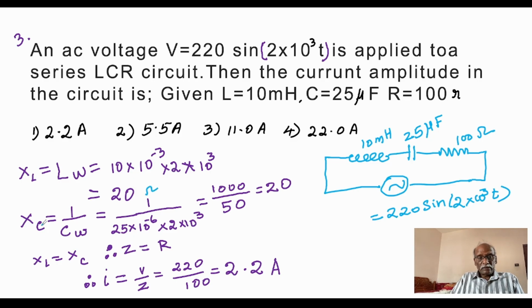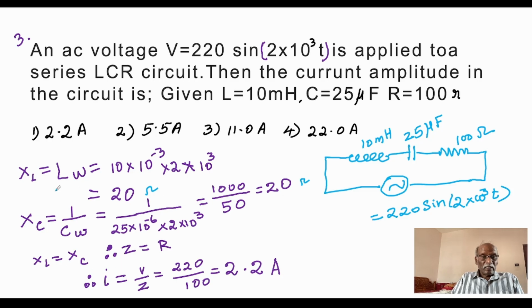Now XC is equal to 1 by C omega. C is 25 into 10 to the power minus 6 because it is microfarad, and omega is 2 into 10 to the power 3. When we simplify, 25 into 2 is 50, and 10 to the power minus 6 plus 3 is minus 3. The minus 3 when it goes to the top becomes 10 to the power plus 3, which means 1000. 1000 by 50 is equal to 20. This is also again 20 ohm.